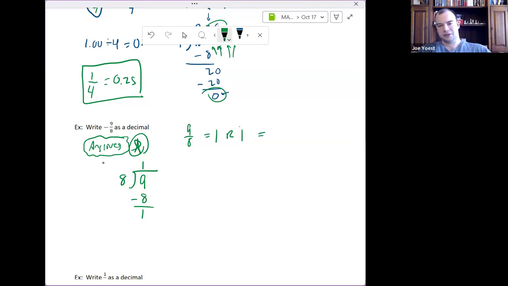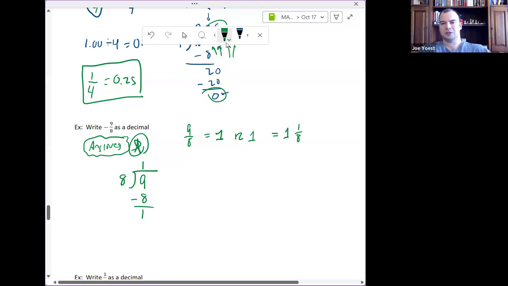Let me write my ones a little better. 1 with a remainder of 1. Or I suppose I could write it as 1 and 1/8 or something like that. But if I want it as a decimal, I'm going to write my 9 as 9.0. This gives me something to bring down.